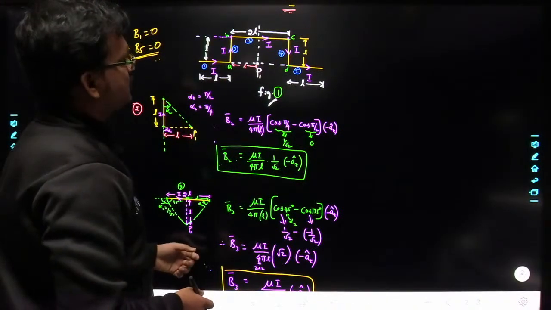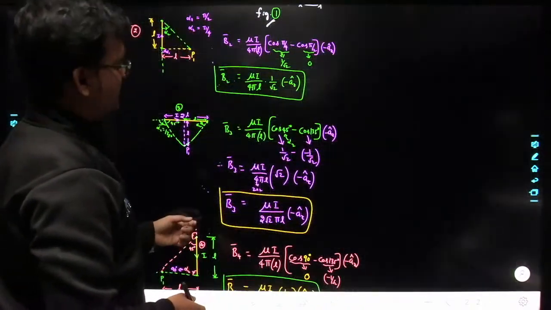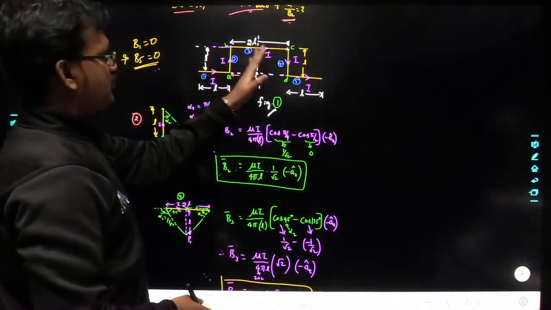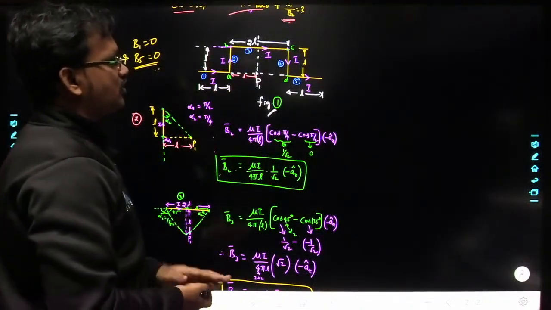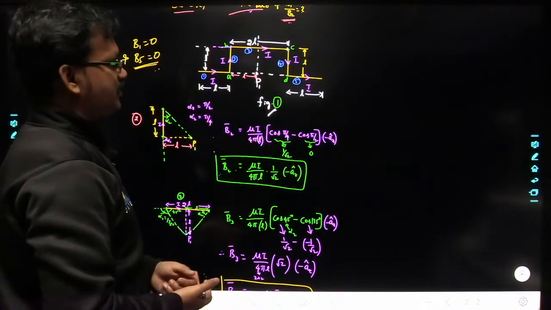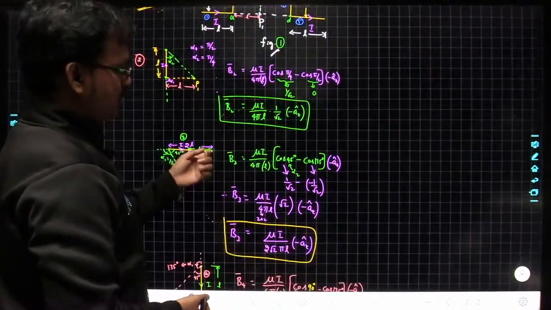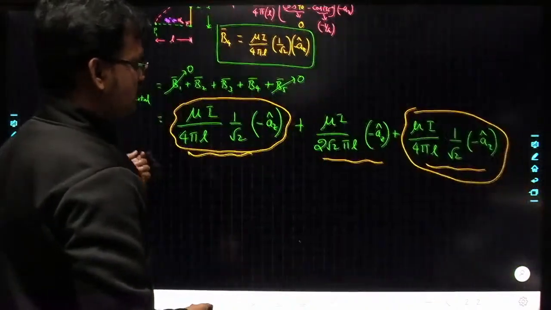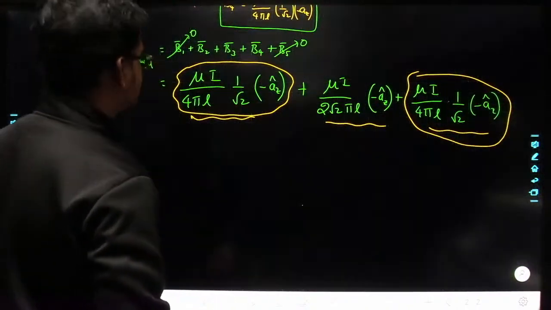Next, for this section we have determined the B field, right? So what is the B field we got? B3. So for B3, alpha 2 and alpha 1 values are different. What we got here? 45 degrees and 135 degrees, right? So this is the final result we got.